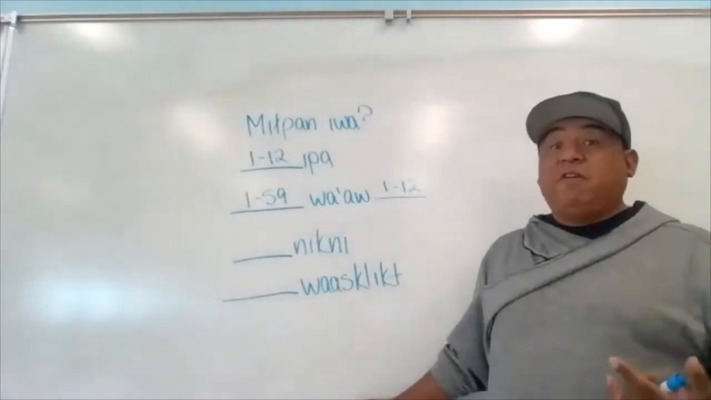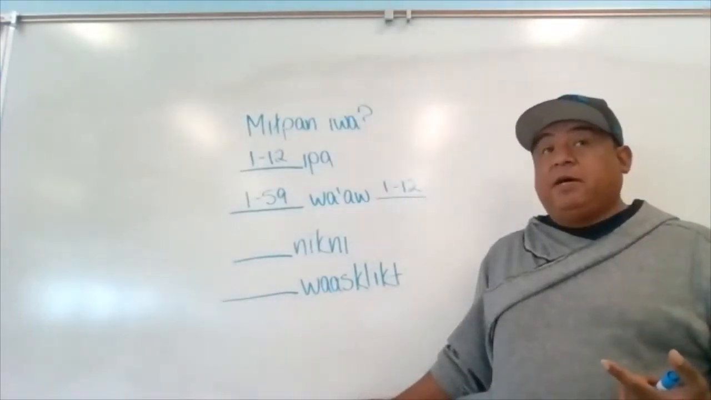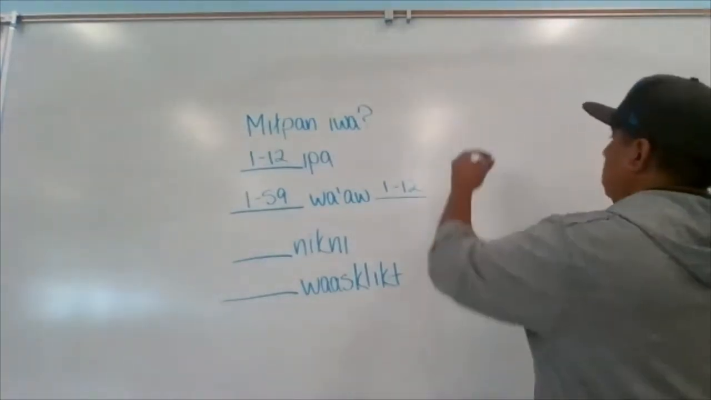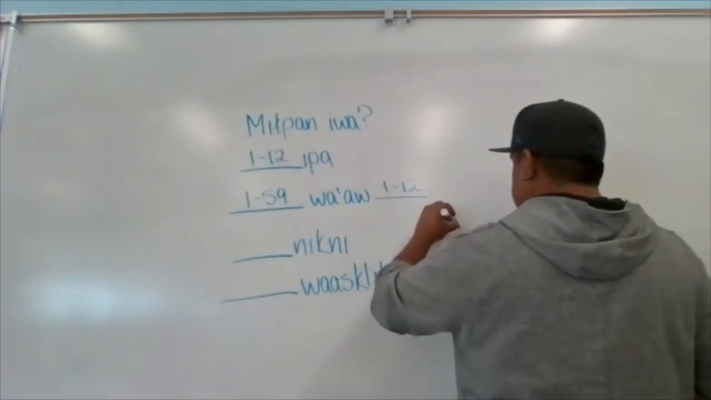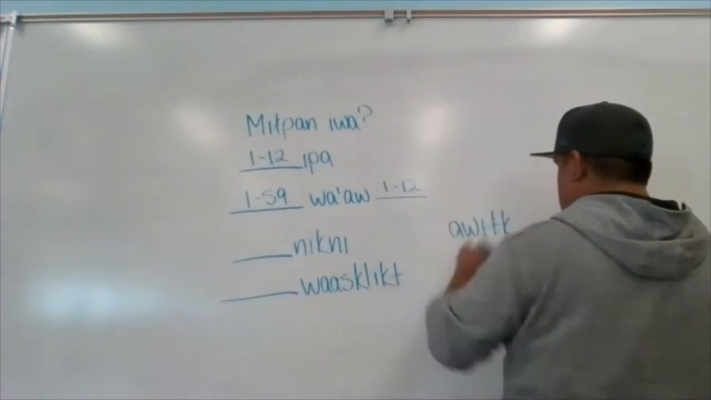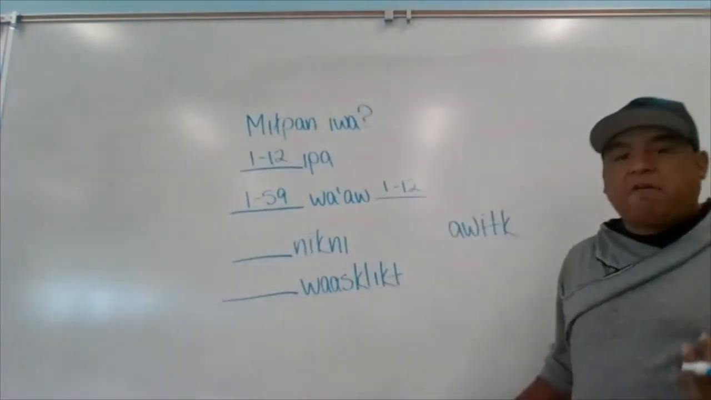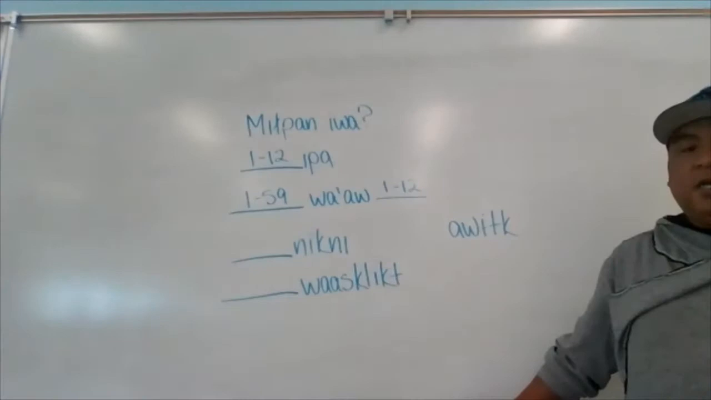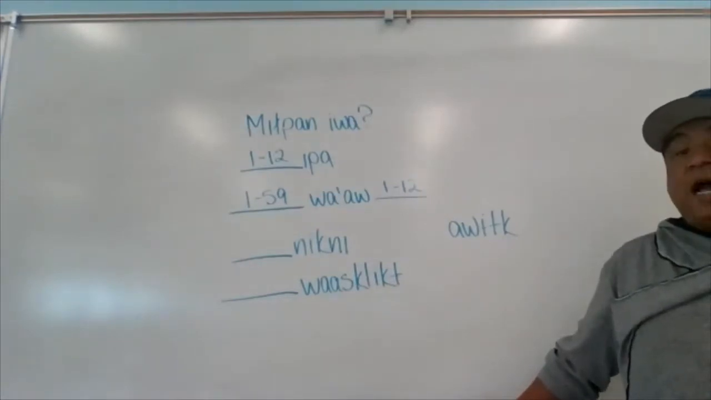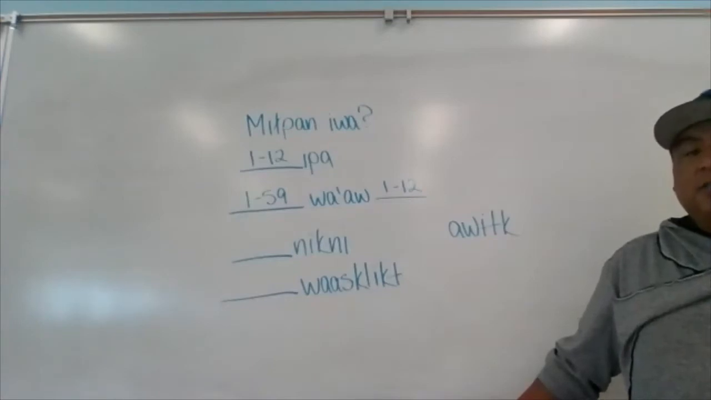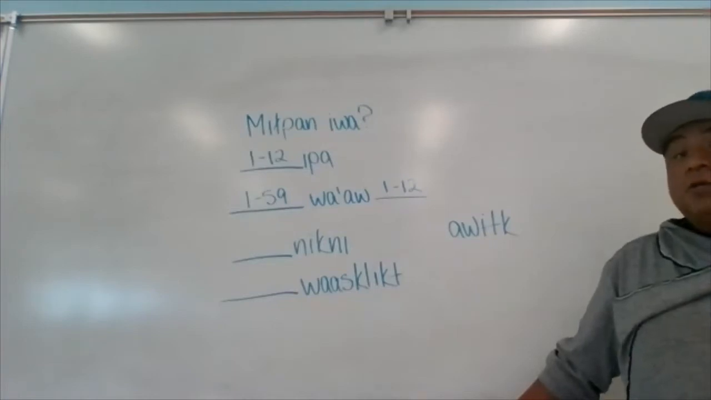If you want to say half hour, that would be right here. Awutk means half. So you say half hour: awutk nikni. That's half hour.